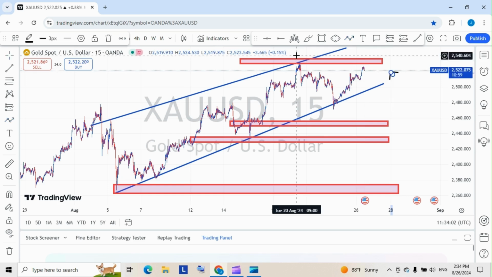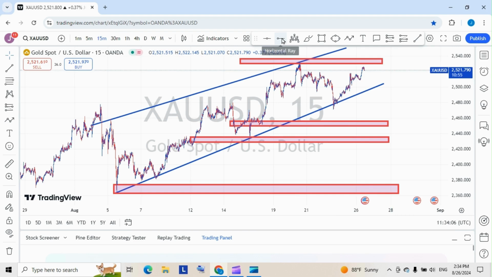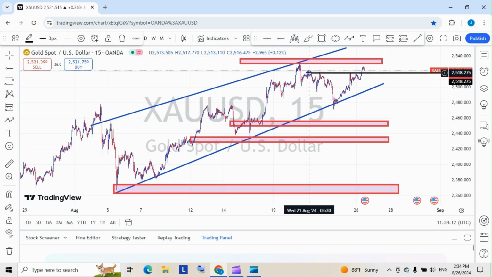So now when price is basically here, what do we need to do? You will need to take your horizontal ray, horizontal line. Then just look at these internal key levels. Now you just use this ray, because price has moved there up to this point.